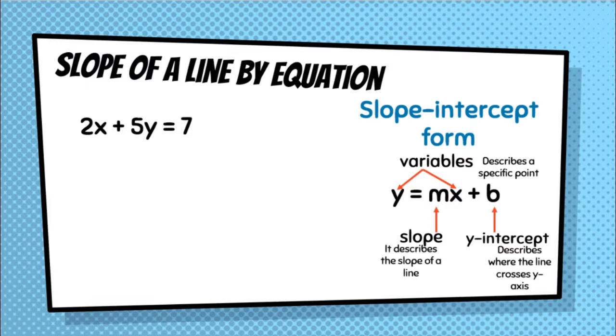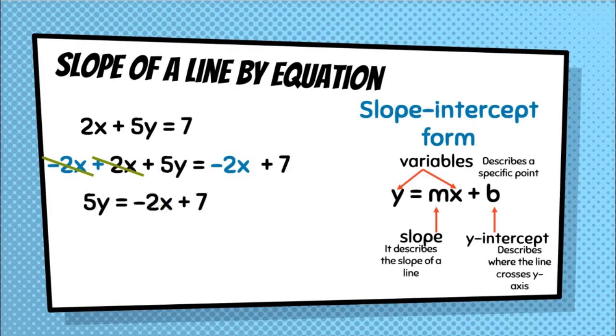Our given is 2x plus 5y equals 7. We will use the addition property of equality. It means anything we add on our left will also be added to our right. So we have 2x plus 5y equals positive 7. We will add the inverse of positive 2x, and that is negative 2x. And then cancel. So we will have 5y equals negative 2x plus 7.